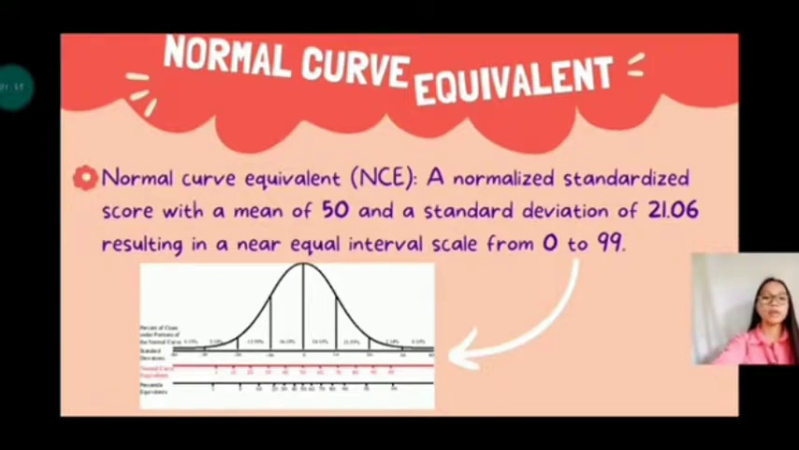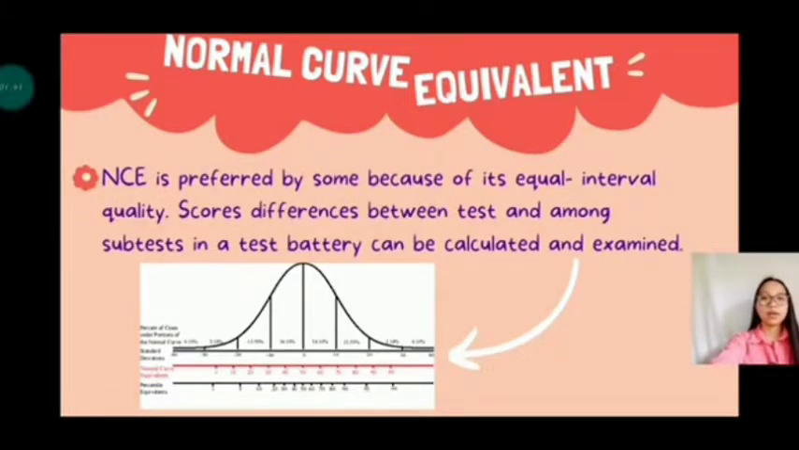The normal curve equivalent is a way of measuring where a student falls along the normal curve. The NCE scale runs from 0 to 99. It is also somewhat similar to percentile ranks, which indicate an individual student's rank, or how many students out of 100 had a lower score. The NCE is preferred by some because of its equal interval quality. Score differences between tests and among subtests in a test battery can be calculated and examined.